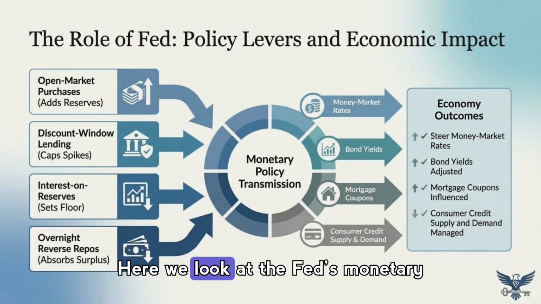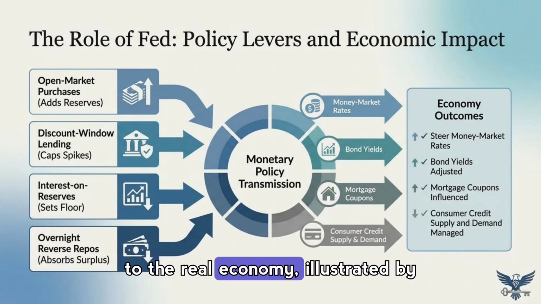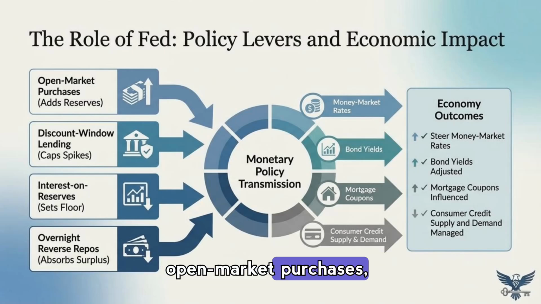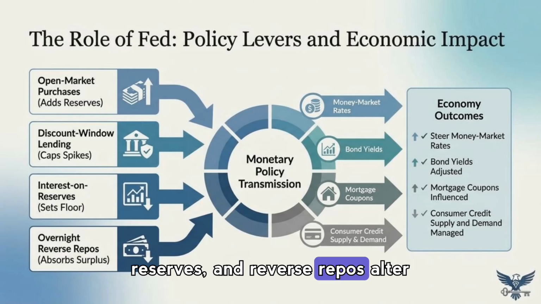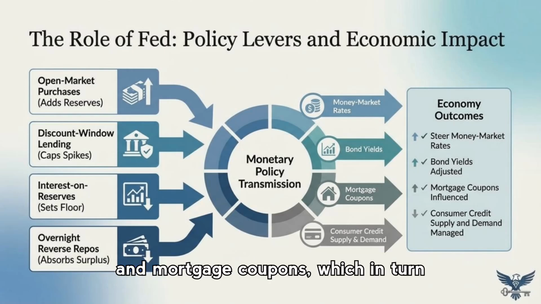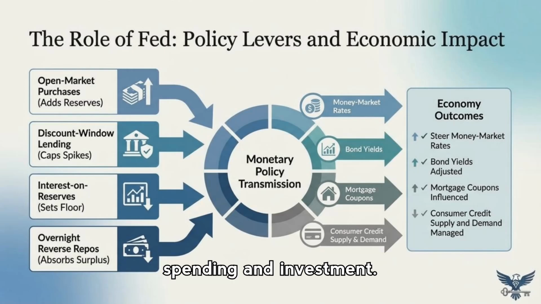Here we look at the Fed's monetary policy levers and how they transmit to the real economy, illustrated by a central transmission wheel: open market purchases, discount window lending, interest on reserves, and reverse repos alter money market rates, bond yields, and mortgage coupons, which in turn shape consumer credit conditions and broader economic outcomes like spending and investment.